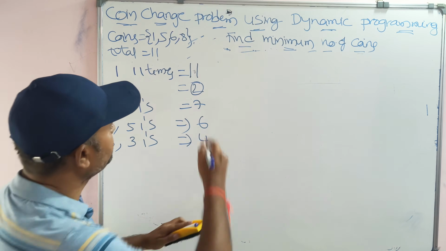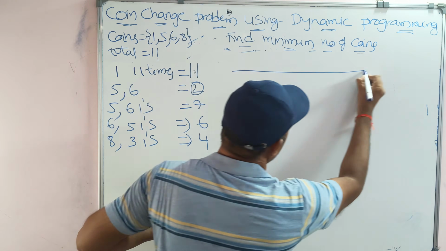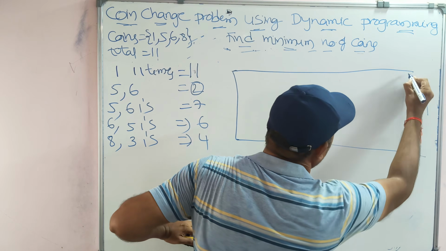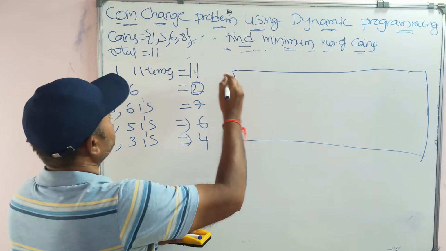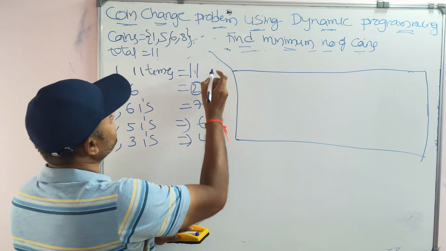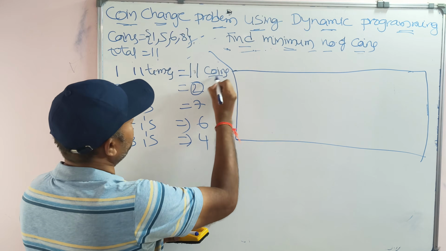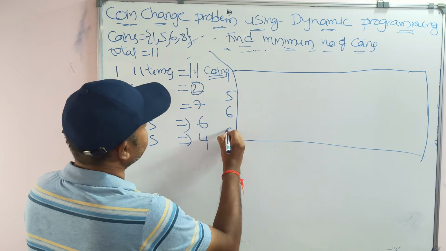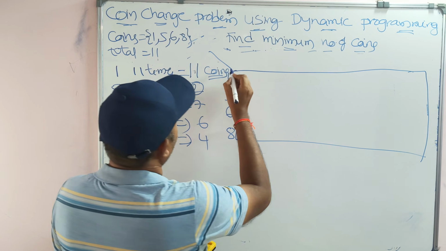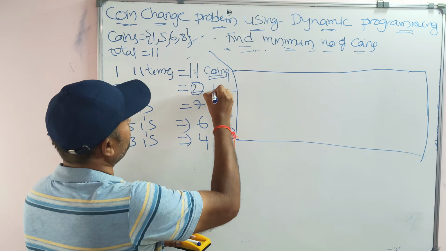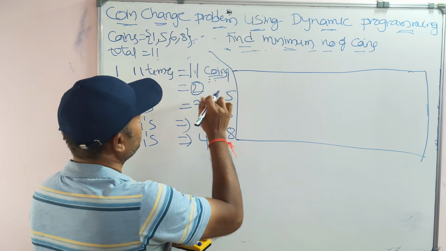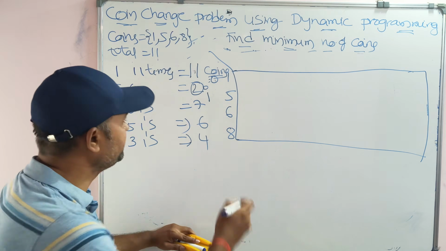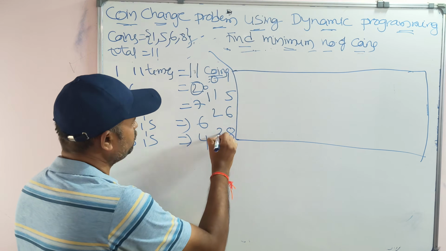So let us solve this problem. In order to solve this problem, we have to construct a matrix. So let us construct a matrix. Here the row value represents coins. What are the coins which are given? 1, 5, 6, 8. In order to perform operations on the row, let us use a variable called I. Here the indexes are like this. We know the index always starts from 0. So 0, 1, 2, 3.